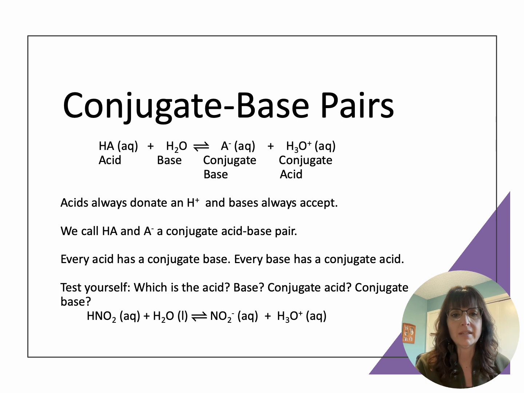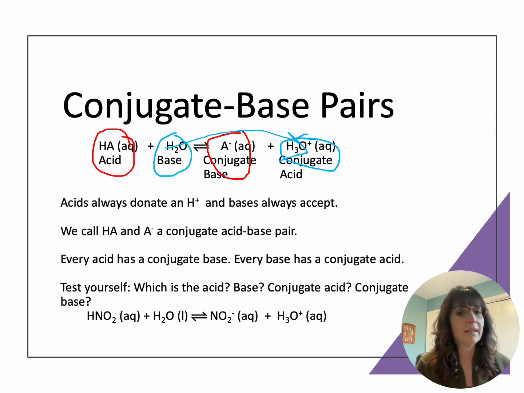Now, I don't know if you can see that very well here. So HA is the acid. Over here, it lost the H to become the base. Acid conjugate base pair. And likewise, you've got water acting as the base. Well, a base is going to accept a hydrogen. So we call this the base, and this is its conjugate acid. So every acid has a conjugate base, every base has a conjugate acid.